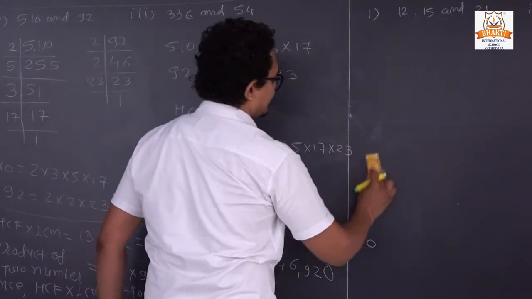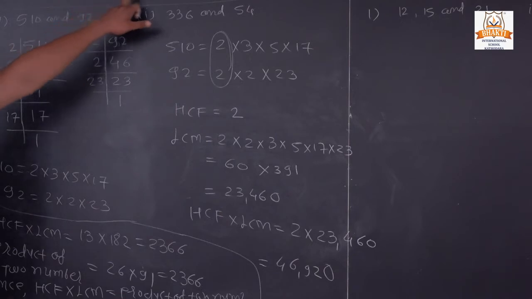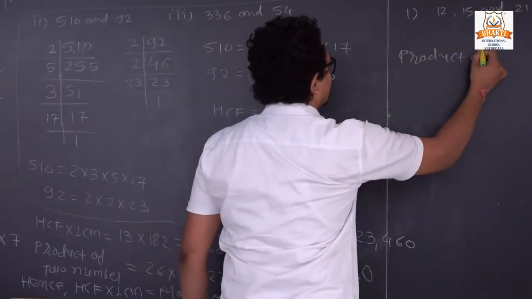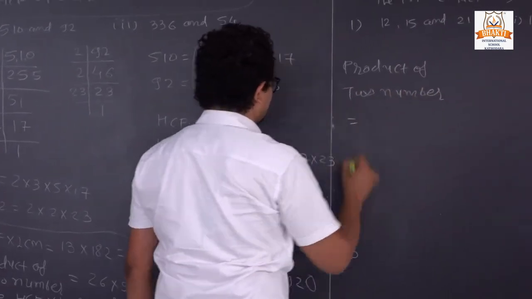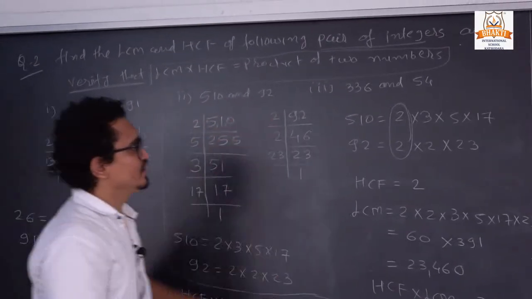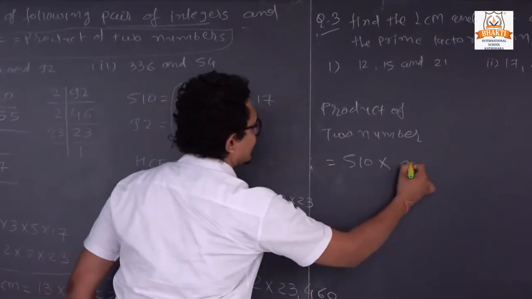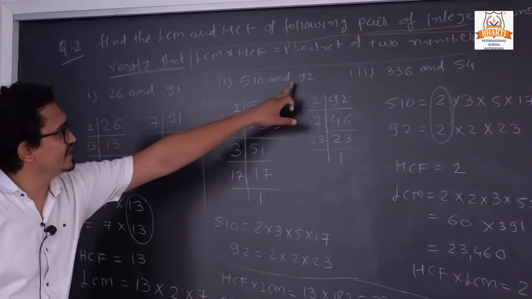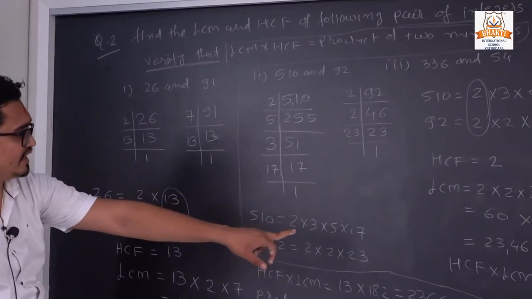Now we can also verify that the product of two numbers. So here we can write, product of two numbers is equal to, what are the two numbers? 510 and 92. So 510 multiplied by 92. You can see that here we have, first of all we can find its HCF, then we can find its LCM, then we can also find its product.